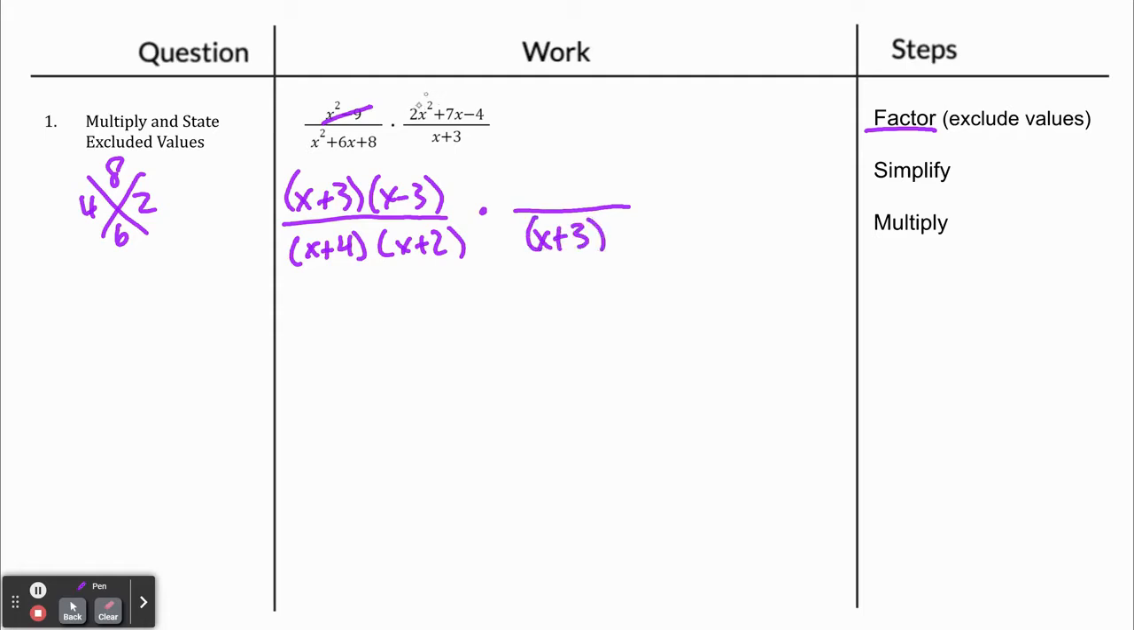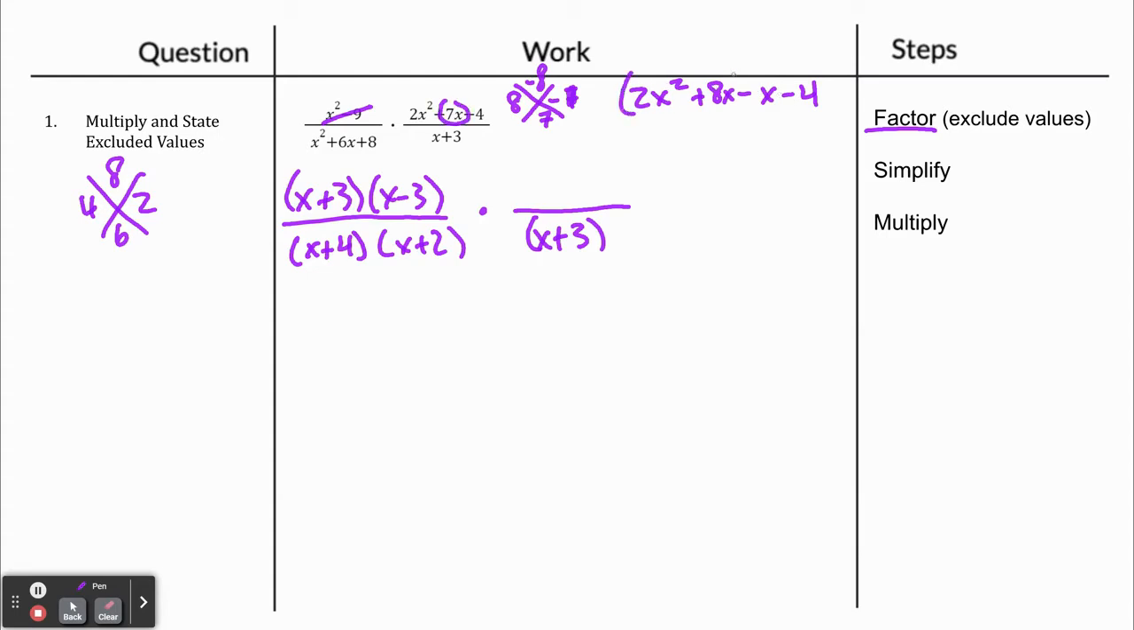And now the top, I have an a value greater than 1, so there are a couple extra steps in this factoring process. I'm going to multiply the a times the c value, which gives me negative 8. My b value is 7. And the two numbers that multiply to negative 8 and add to 7 are 8 and negative 1. So that breaks it up into 2x squared plus 8x minus x minus 4. So I'm just breaking up this b value into 8x minus x.